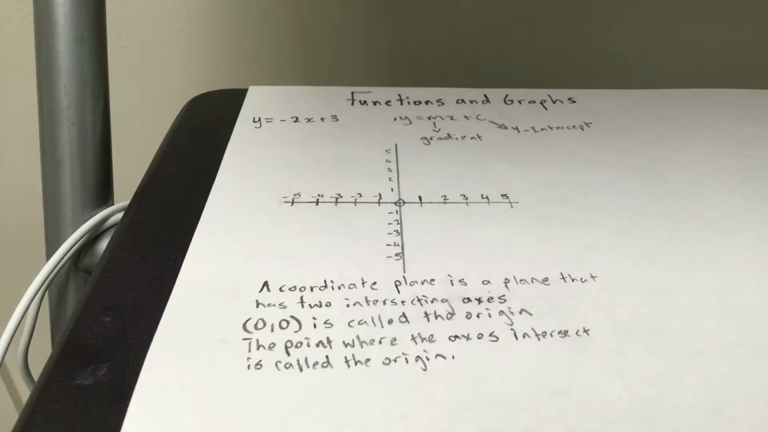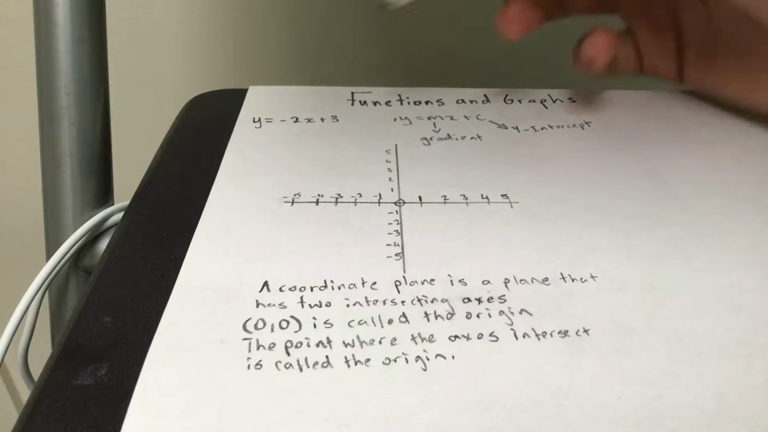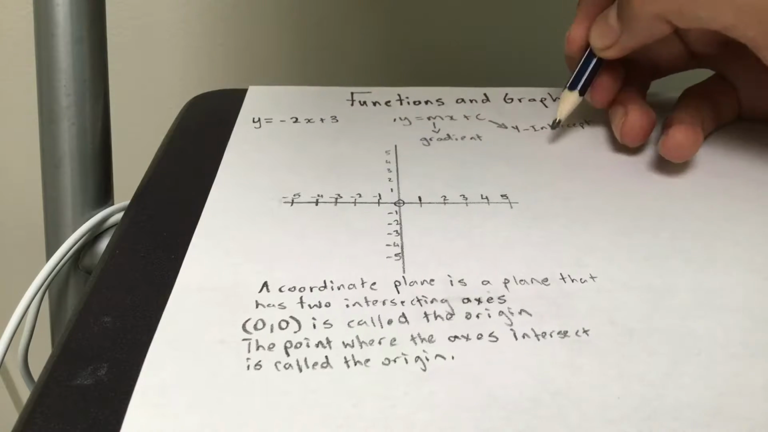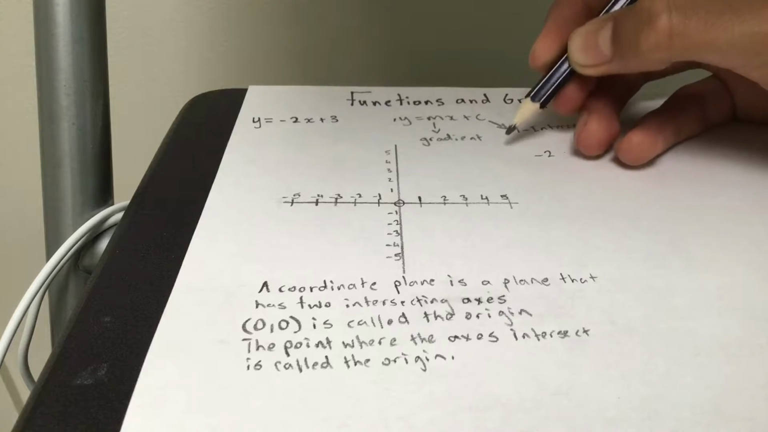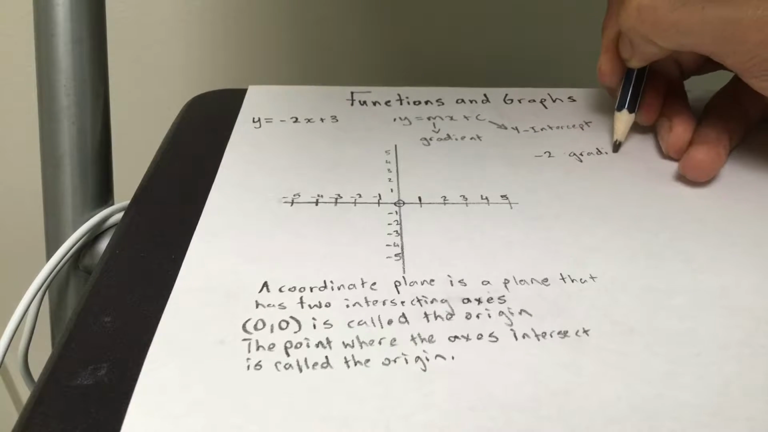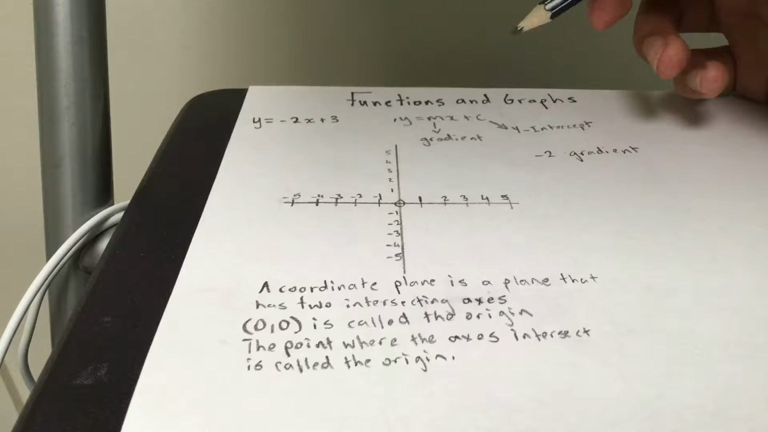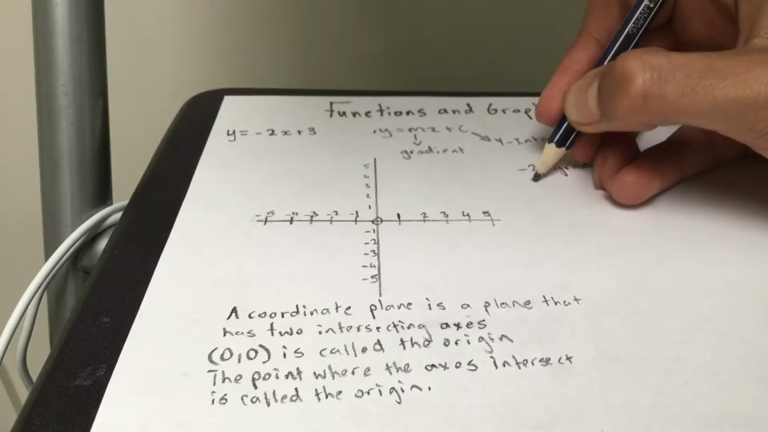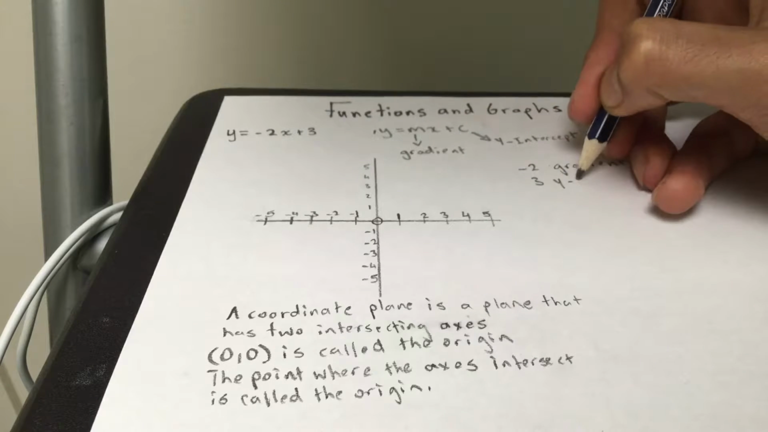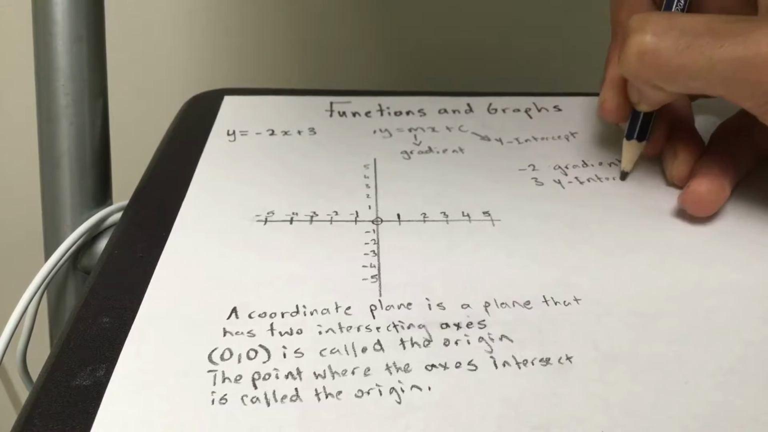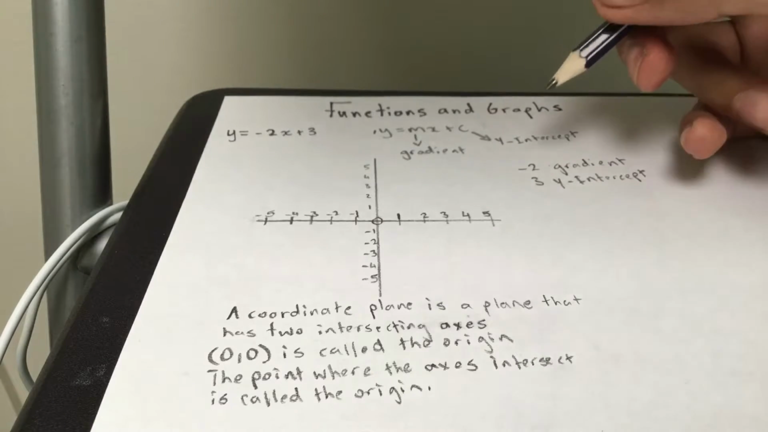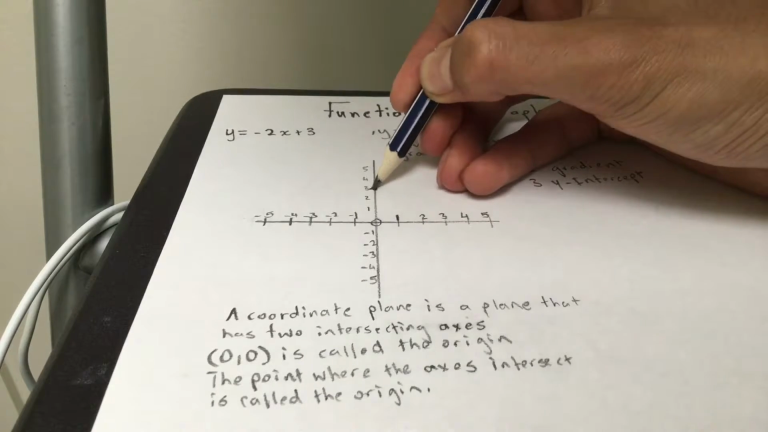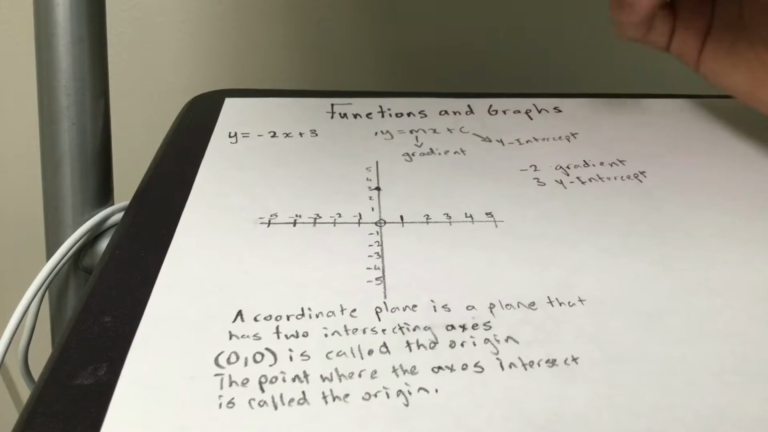So for solving this equation, first of all, we need to see what the gradient is. In this case, it's minus 2. So our gradient is minus 2. And now we have to look for the y-intercept using the formula. In this case, it's 3. So 3 is the y-intercept. So basically, 3 is put around here at 3. So this means the graph intersects at 3 on the y-axis.